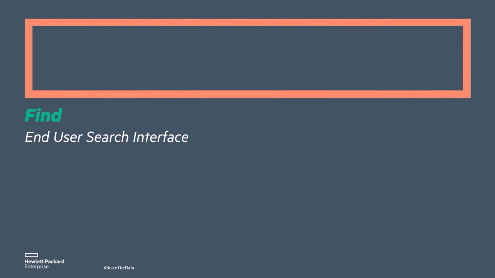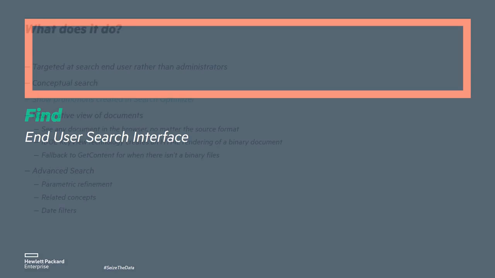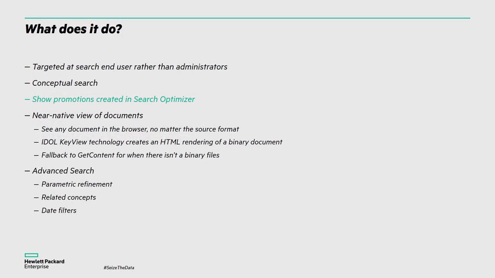So I'd now like to turn to Find, which is the end-user search interface in this suite of applications. So what does Find do? This is, as I say, our end-user search interface. It's not targeted at administrators, it's targeted at the end user. This means instead of having the ability to switch modifications on or off, that's hidden, it's all turned on by default. All of those promotions and query manipulations that you've set up in the Search Optimizer part of the suite are enabled.